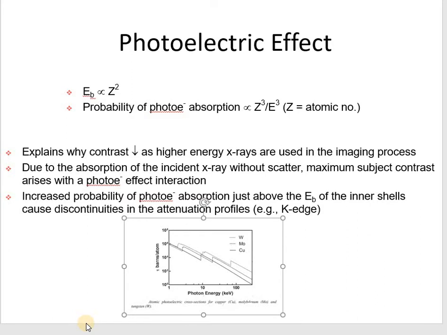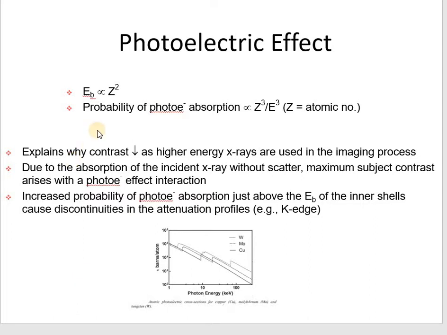What does the photoelectric interaction depend on? What are the variables that control or affect the photoelectric absorption or photoelectric interaction? Number one is the binding energy. Binding energy defines if photoelectric can occur. If the binding energy is higher than the incoming photon, photoelectric most likely is not going to occur. And binding energy is directly proportional to the atomic number to the power 2. The higher the Z is, the higher the binding energy of the K electron.